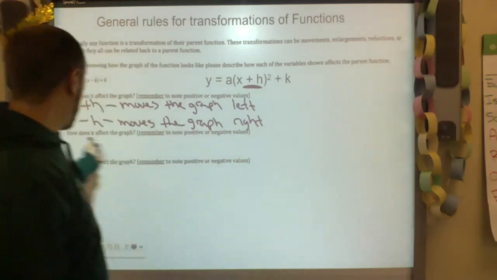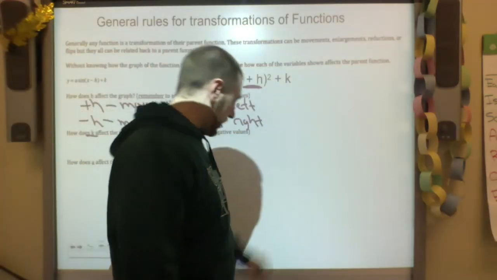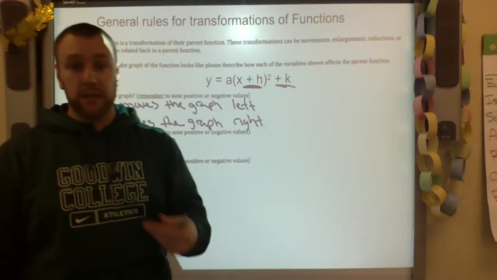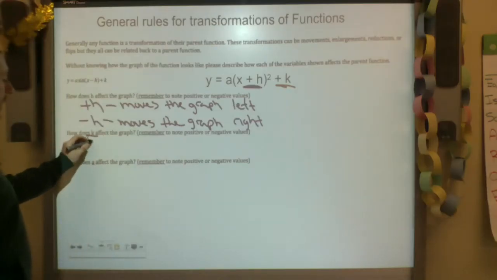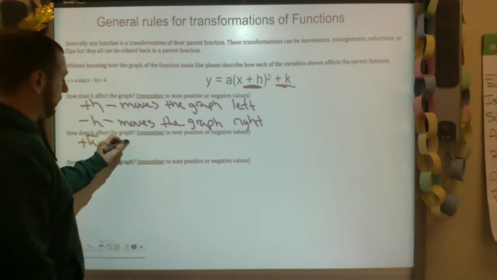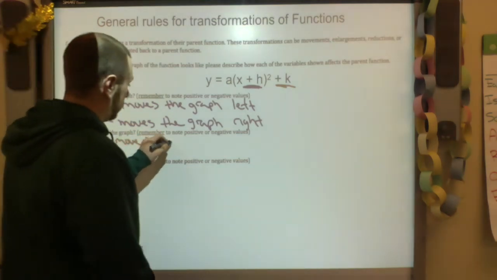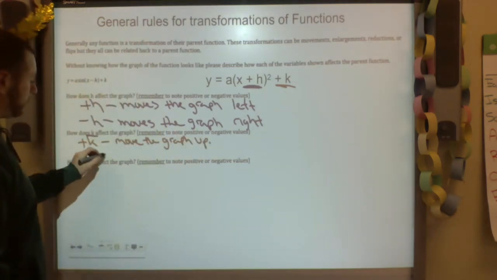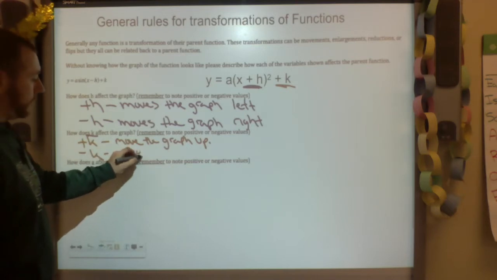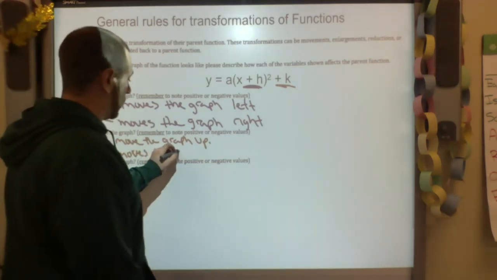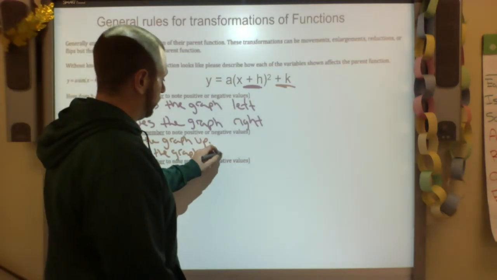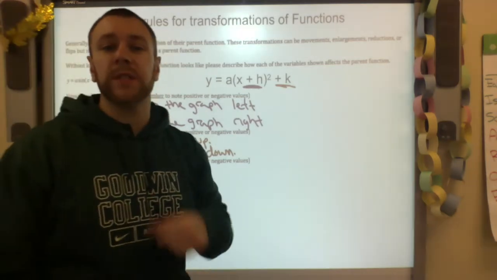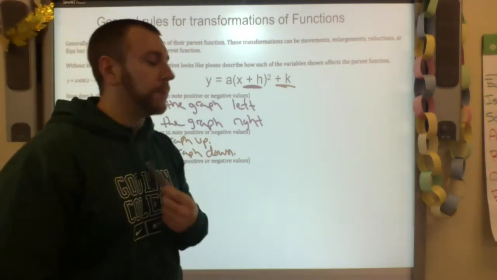If the k is outside the parentheses, it's not directly affecting the x. If it's a plus k, it moves the graph up. If it's a minus k, it moves the graph down. So the k is the up and down. You can think of that almost as like the y-intercept in a linear function.